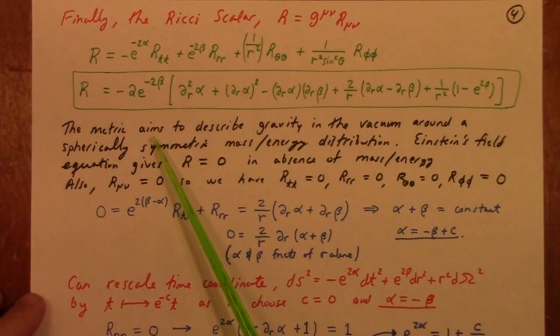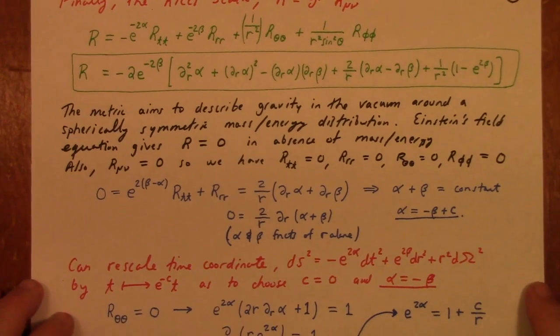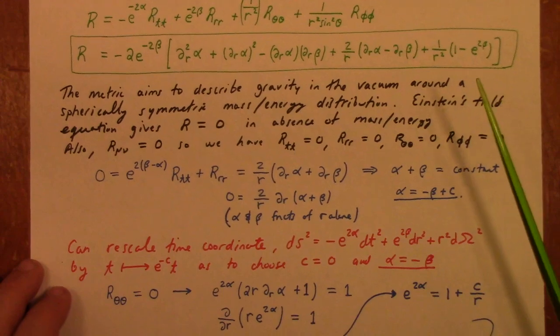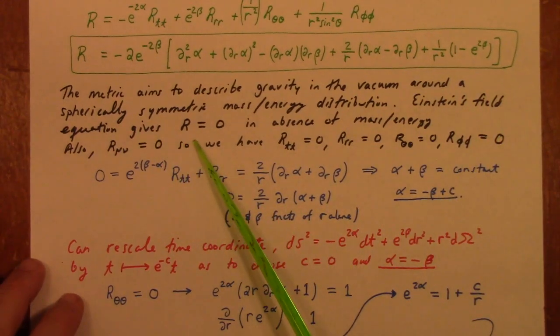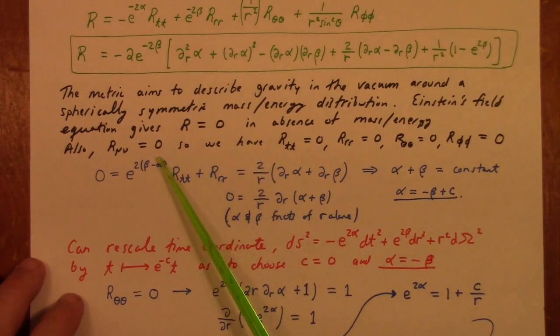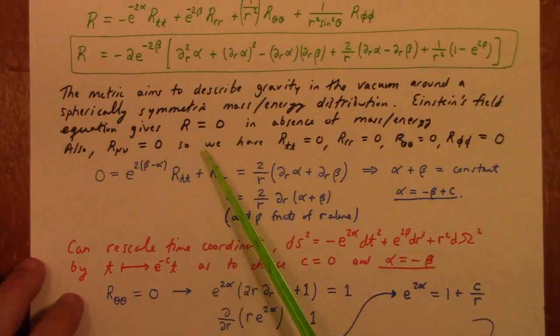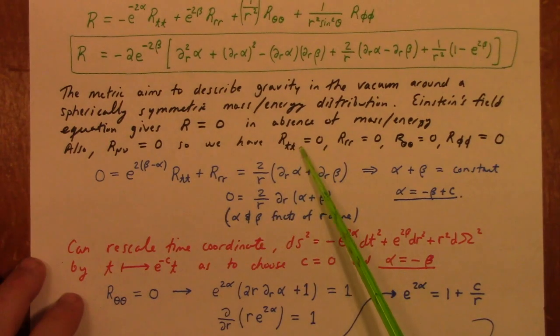So this metric, what is it trying to do? It's trying to describe gravity in the vacuum around a spherically symmetric mass-energy distribution. Einstein's field equations give you that the Ricci scalar is 0. In fact, they give you that the Ricci tensor is 0. Right? So we actually have separately all these equations.